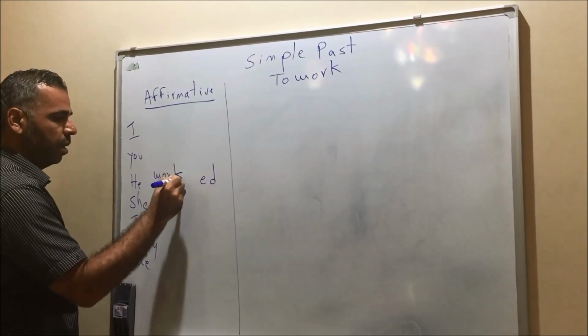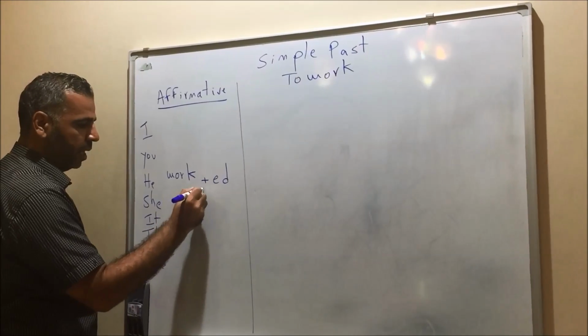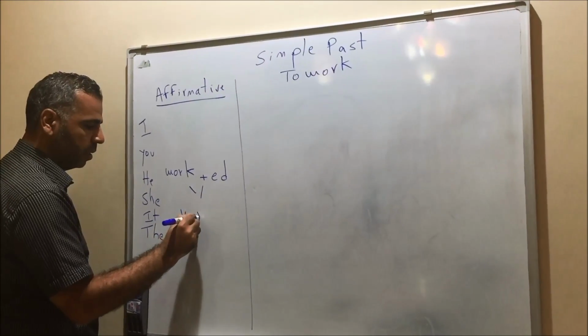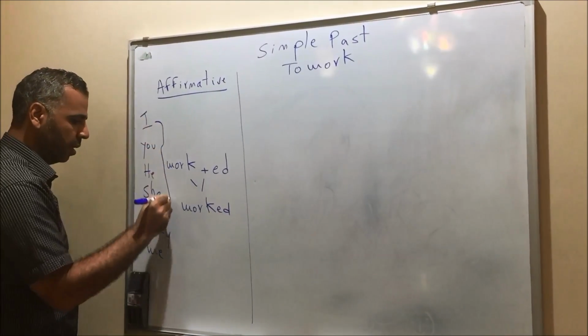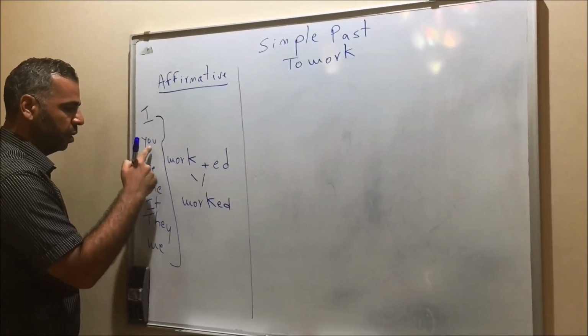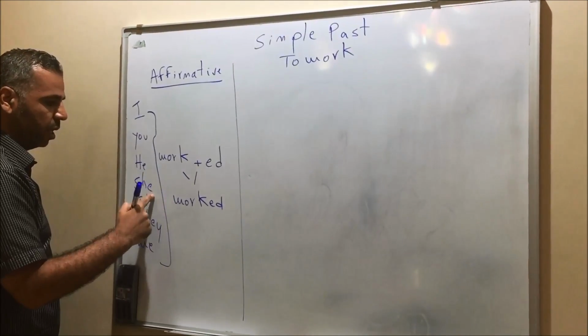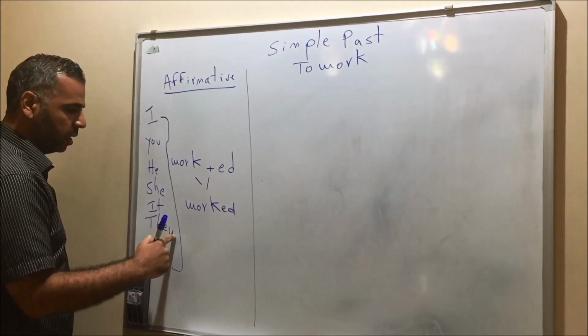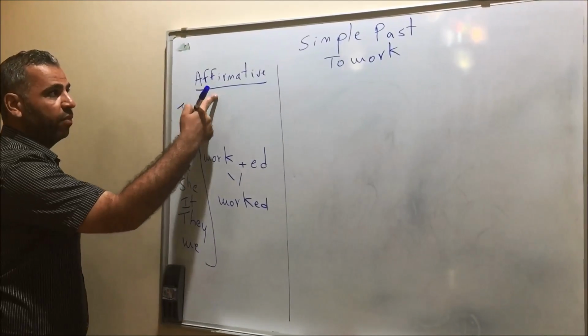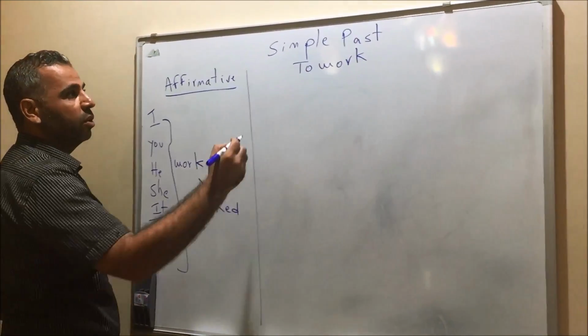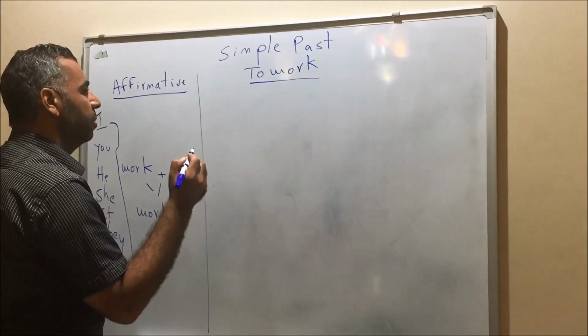That is work plus ed. We get worked. So it is I worked, you worked, he worked, she worked, it worked, they worked, and we worked. It is really simple with the affirmative as far as we are talking about regular verbs.